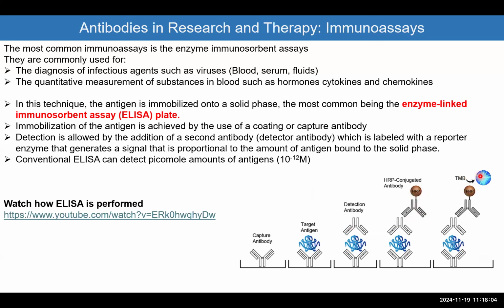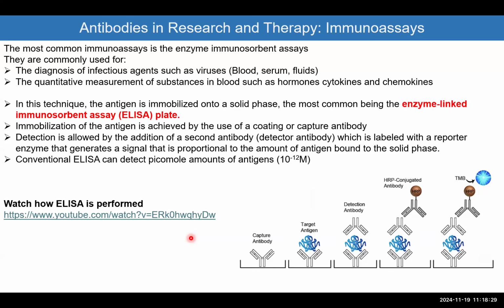When you give the substrate, it's going to turn blue. So the more blue color you have in one condition, say infected versus non-infected, if this is a viral protein, then the more viral protein is available, the more blue will be generated. So this is one of the simple explanations of the ELISA.